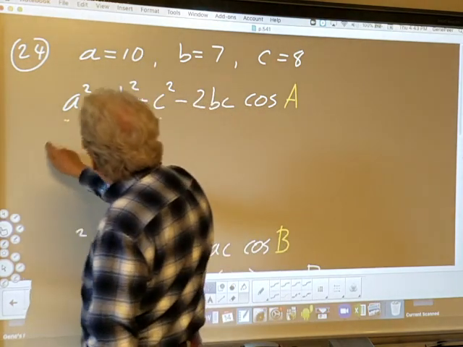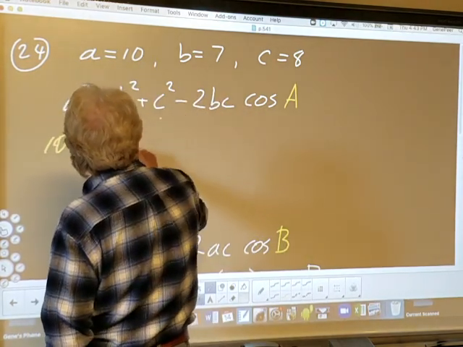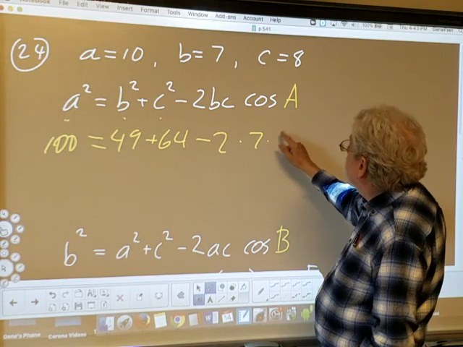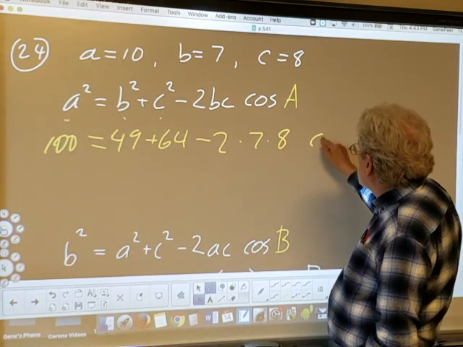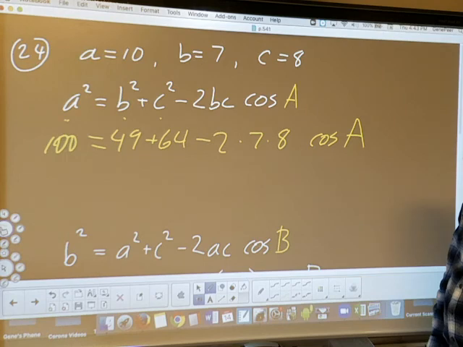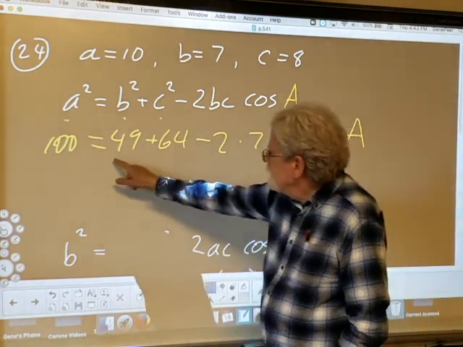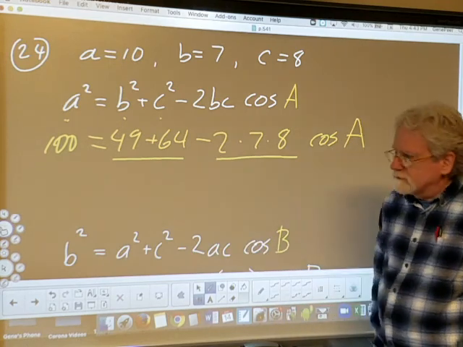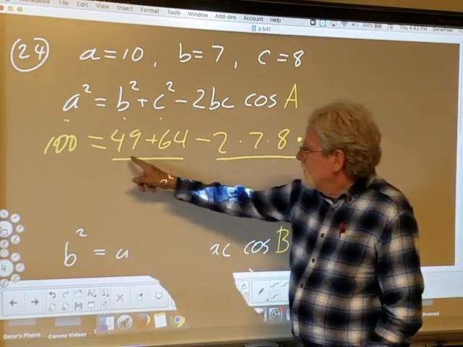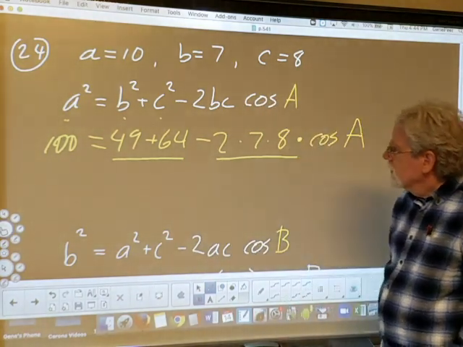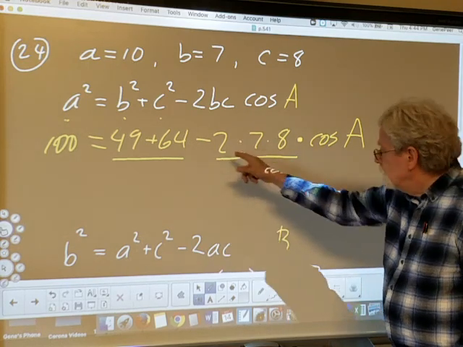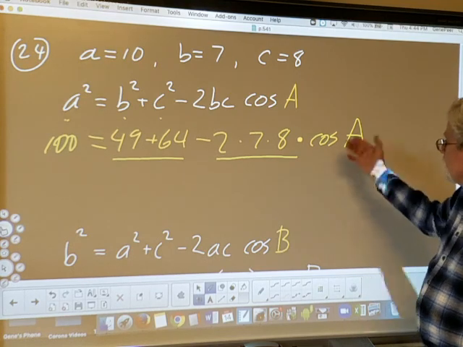So I fill in my blanks. That's 100 equals B squared, 49, plus C squared, that's 64, minus 2 times B, which is 7, times C, which is 8. And all of that is then multiplied by cosine of my unknown angle. Do the math, and please remember, I will beg you one more time, do not take that guy and subtract this guy. This is multiplication. You can't do that. You'll add these, subtract it from both sides, then you'll divide by negative 2 times 7 times 8. And then take the inverse cosine.